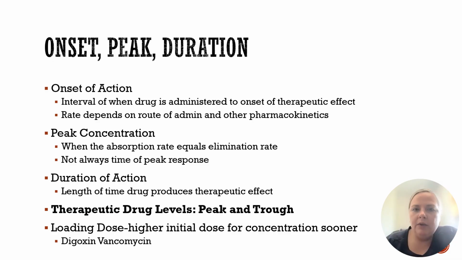Another thing is loading dose, where we'll give them a higher initial dose so they get the full concentration sooner, and then adjust the dose from there. Okay, so digoxin and vancomycin are examples of drugs that may get a higher loading dose. So commonly, for vancomycin, they'll write a prescription to give 1,000 milligrams of vancomycin now, and then pharmacy to dose based on peak and trough.